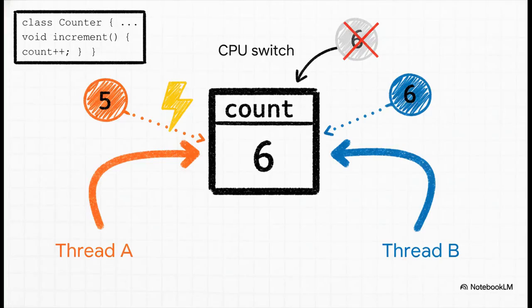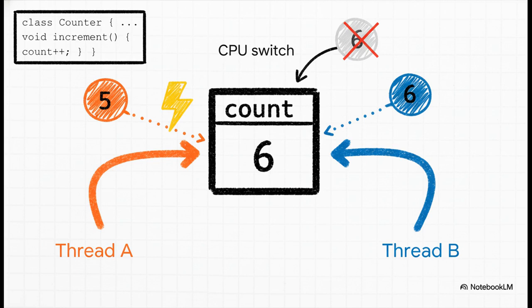Check out this counter class. It couldn't be simpler, right? Now imagine two threads. Let's call them thread A and thread B, both trying to call increment at pretty much the same time. Let's say the count is at 5. Thread A reads the value 5. But hold on. Before it can add 1 and save it, the CPU scheduler pauses it and switches over to thread B.